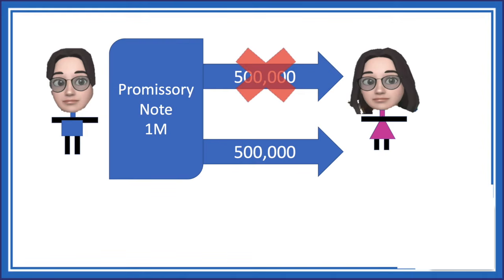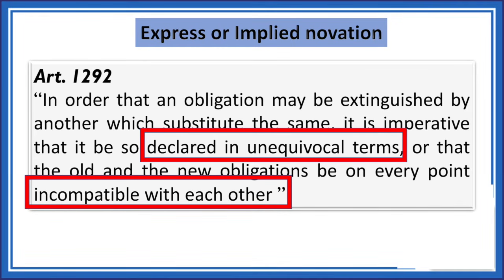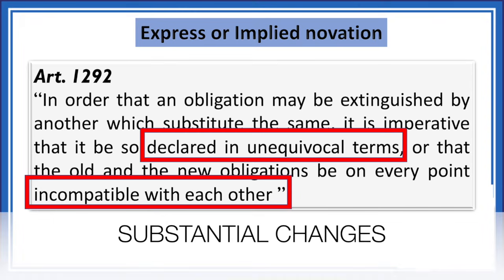So, mas madali itong express novation kaysa sa implied. Kasi nga, titignan mo lang if may express declaration ba. So, now, let's discuss implied novation. Sabi, according to Article 1292, ito, pag daw yung old and the new obligations be on every point incompatible with each other. So, simply put, yung implied novation is done by making substantial changes, either in the object or the subject matter of the contract.